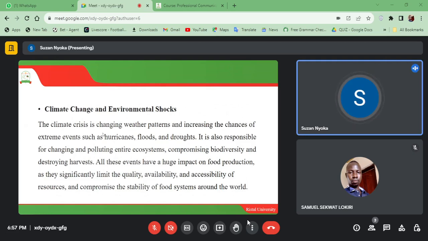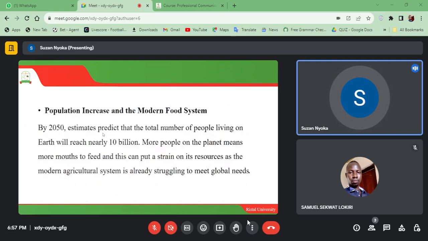A second is population increase and the modern food system. Estimates predict that the total population of people living on Earth will reach nearly 10 billion. And more people on the planet means more mouths to feed, and this can put a strain on its resources, as the modern agricultural system is already struggling to meet the global needs.